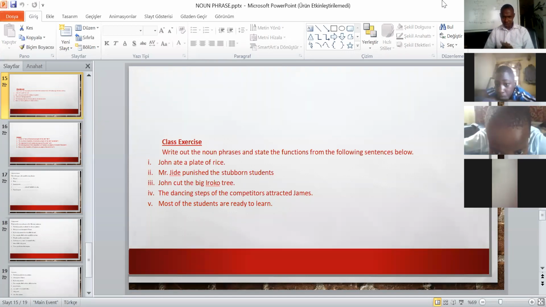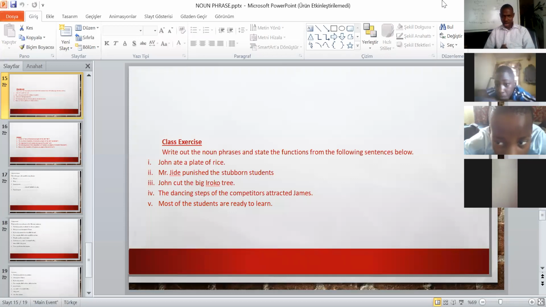Number four, the dancing steps of the competitors attracted James. What is the noun phrase? Write out the noun phrase. The dancing steps of the competitors is the noun phrase, Araolua, beautiful. And it functions as subject of the verb attracted. Correct. All right, number five.